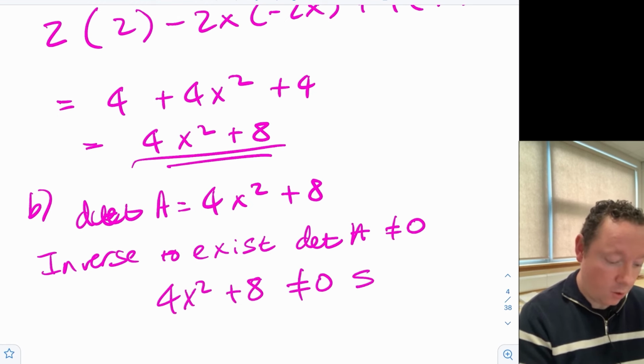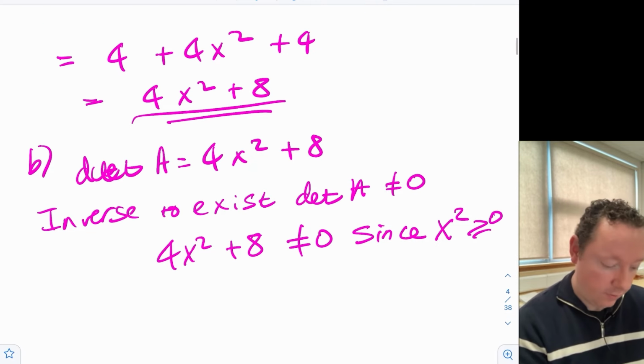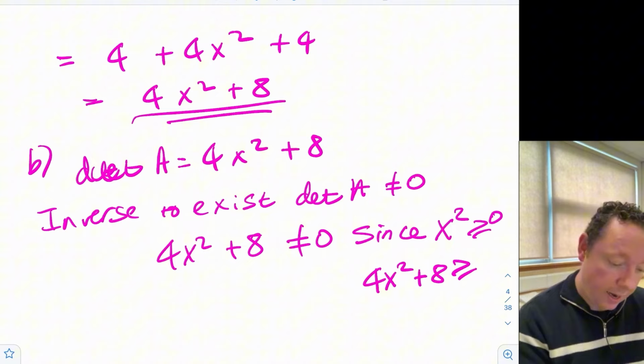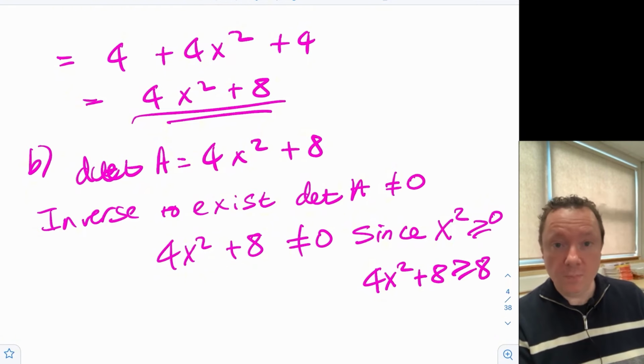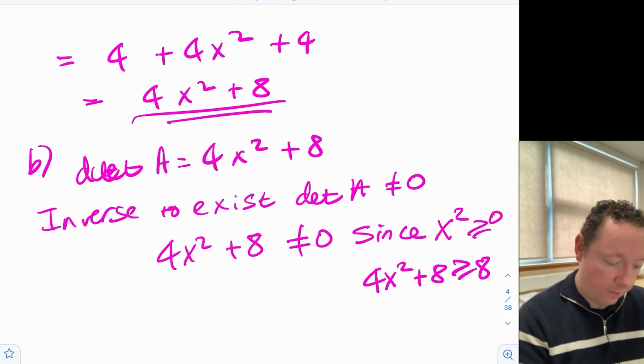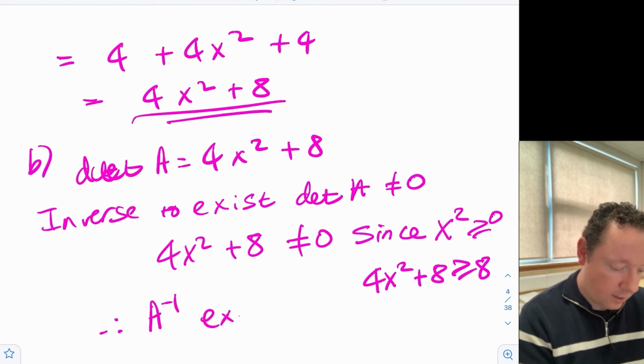And why is that? Because x squared is always greater than or equal to 0. And that means you could then say that 4x squared plus 8 would always be greater than or equal to, well, it would be 8. Because if you square a number, the smallest you can get is 0, plus 8 is 8. And therefore, the inverse exists for all values of x.